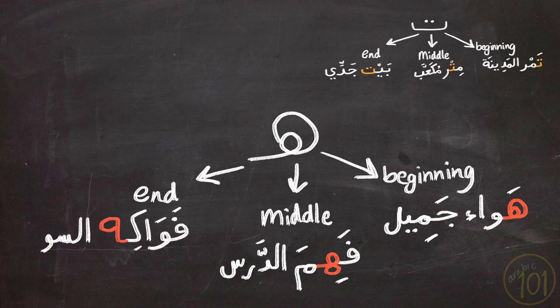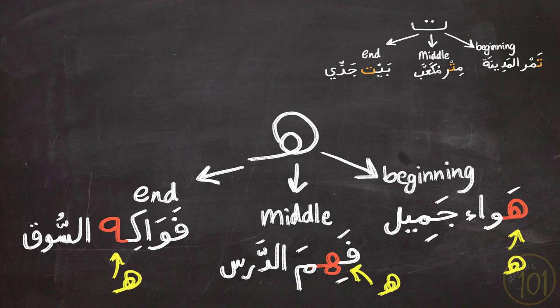فواكه السوق. Again, a slight difference for the ha when it comes at the end of the word, but it is still pronounced as a ha in every single position, including the one at the end of the word, whether you stop at the word or you keep on reading. So we said فواكه, and we also said فواكه السوق. It was still a ha.